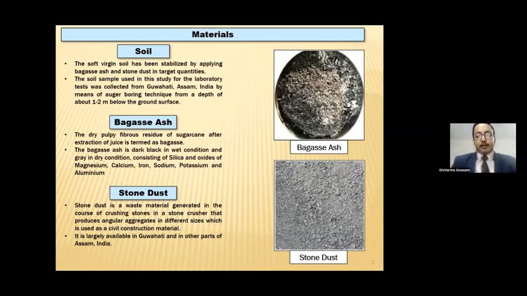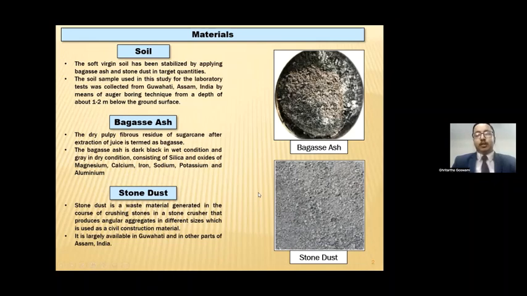The bagasse ash is generally dark in wet condition and gray in dry condition. It consists of silica and oxides of magnesium, calcium, iron, and many other chemicals. The bagasse is locally available in bulk quantities for utilization in ground improvement for transport infrastructure. You can see the photo here.